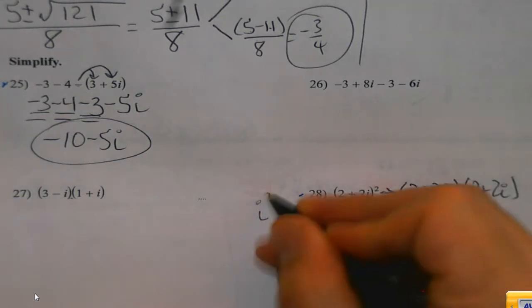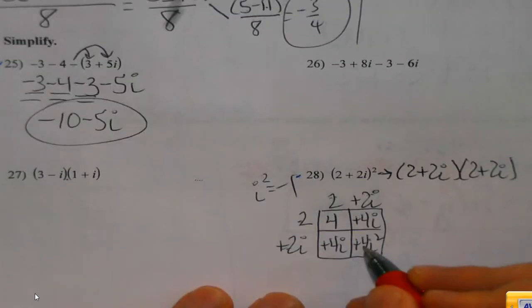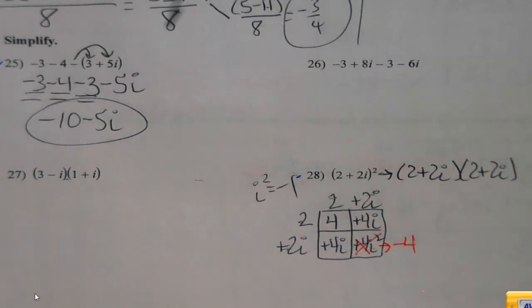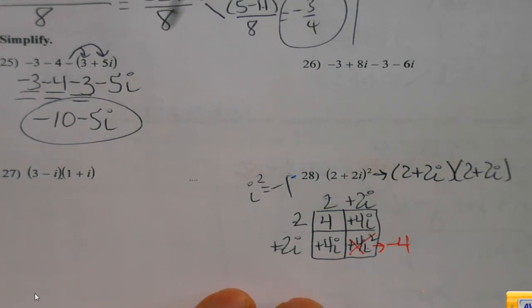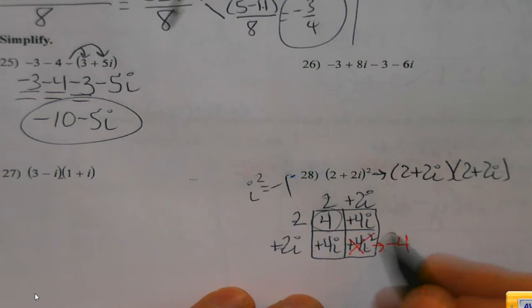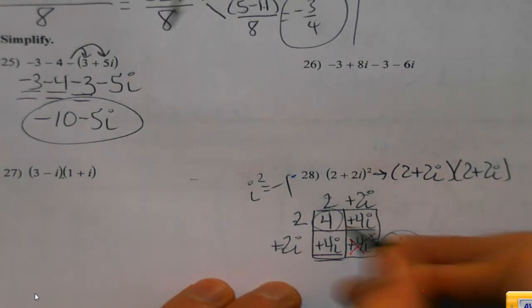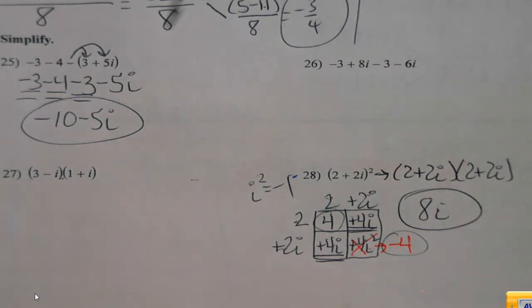And anytime I see i squared, that's going to be negative 1, which means this is negative 4 times negative 1, which would be negative 4. So what's that mean to me when I go to simplify it? Well, 4 minus 4 is 0. So, okay, my constant term's gone. But 4i plus 4i would be 8i. And I'd be done with that. Okay? So i squared being negative 1 is really the only time we don't treat i just like we would x or any other variable.